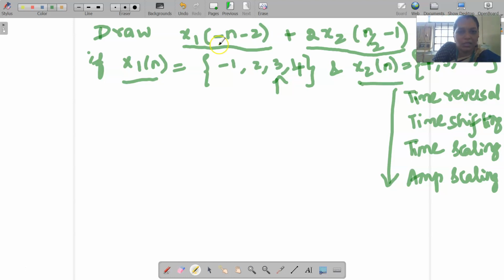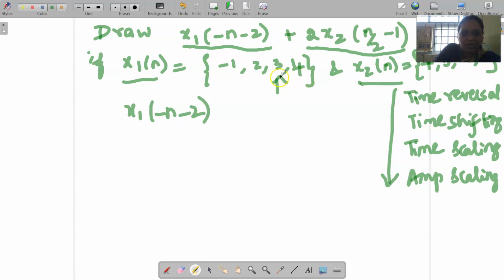So given is the first function, x1 of minus n minus 2. While seeing the signal, what are all the operations involved? Here we have minus n. Minus n means n is replaced by minus n, which is nothing but the time reversal operation. And then if n is added or subtracted with some value, it is said to be a time shifting operation. So here we have n minus 2, so a time shifting operation is there. So first we have to apply the time reversal operation followed by the time shifting operation.